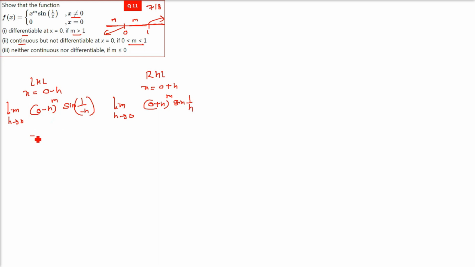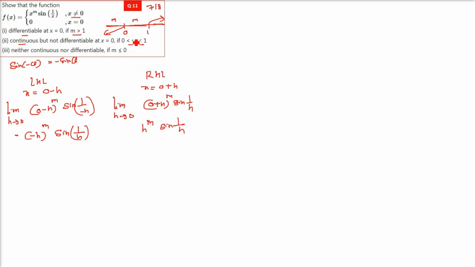Now this is negative h to the power m, and sine, see this is negative, sine minus theta is what? Sine minus theta is minus sine theta. Cos minus theta is plus cos theta, but sine minus theta is minus sine theta. So let us take a negative outside, it will be sine 1 by h. Here also, limit h tends to 0 goes everywhere. It has to be written with every step. Remember, h raised to m, I am doing LHL and RHL same time. H raised to m sine 1 by h. So we have to check for the continuity, we have to check for the differentiability.